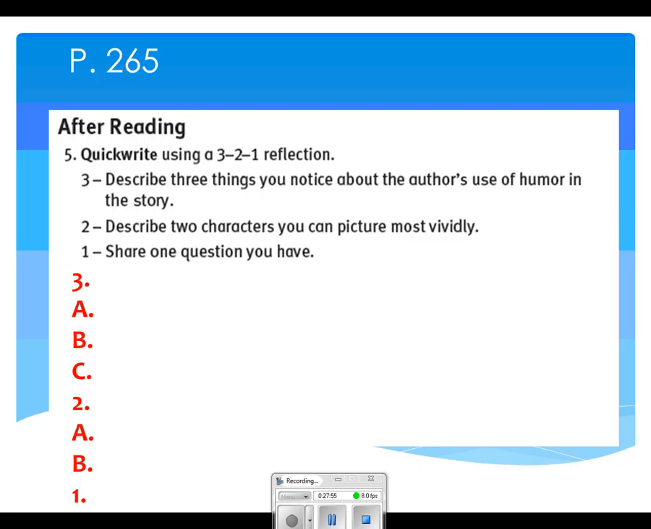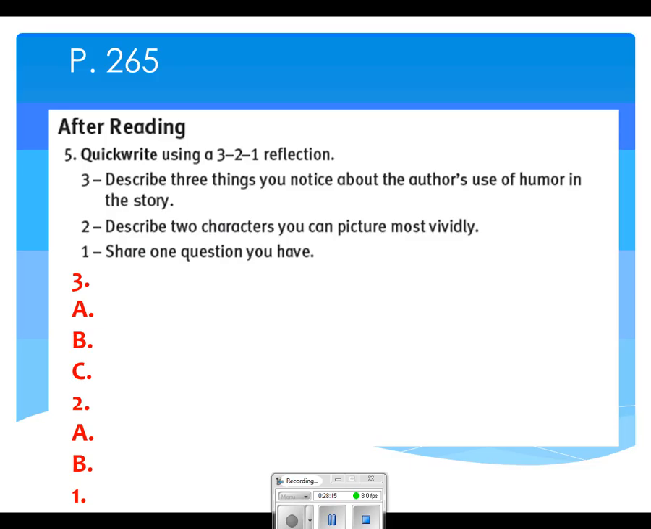So in terms of a 3-2-1 reflection, the 3 represents a description of 3 items that are humorous. Next to letters A through C, you'd write one portion or element of the story that was humorous. So the action of Mr. Meadow, the lie of the niece.